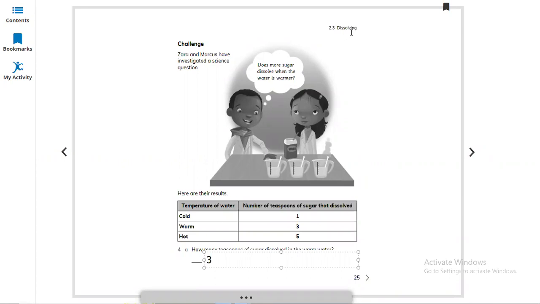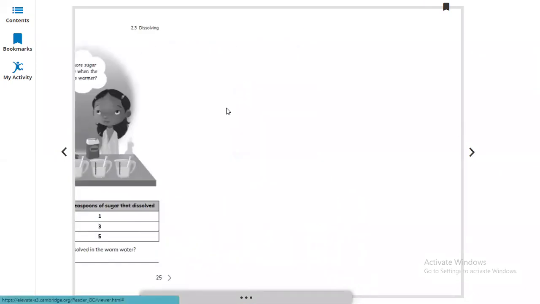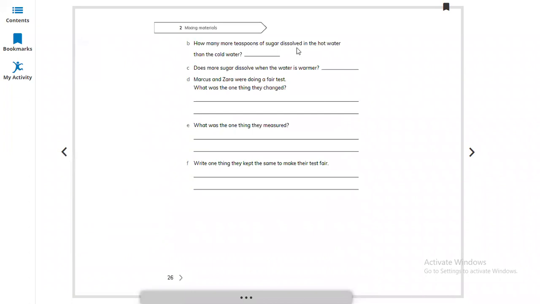Question number 4, part B, page number 26. Let's move to the next page. How many more teaspoons of sugar dissolved in hot water than in cold water? So hot water is 5 minus 1, so it's 4. So we are writing 4, because cold water only 1 teaspoon. Does more sugar dissolve when the water is warmer? Obviously, you can write here yes.